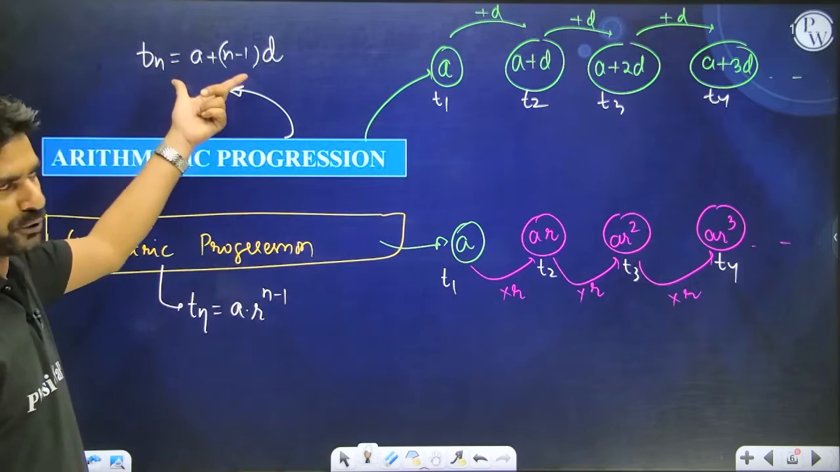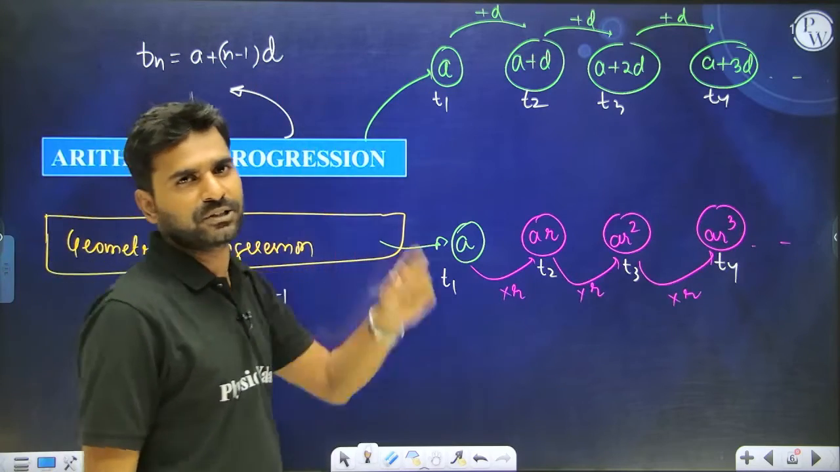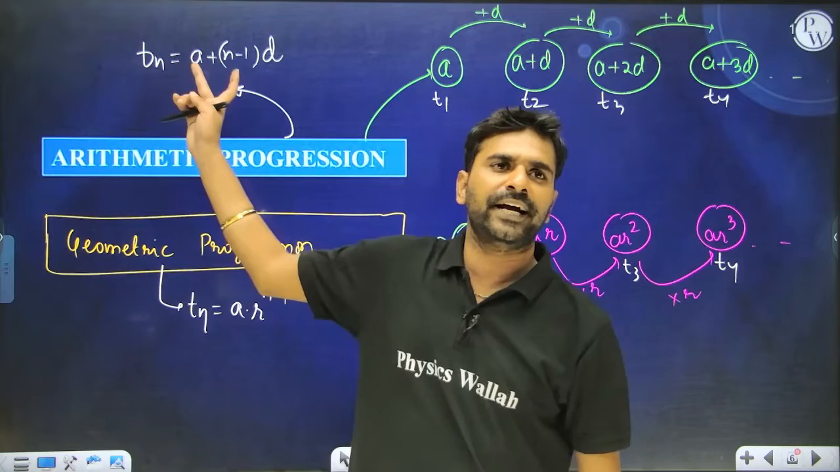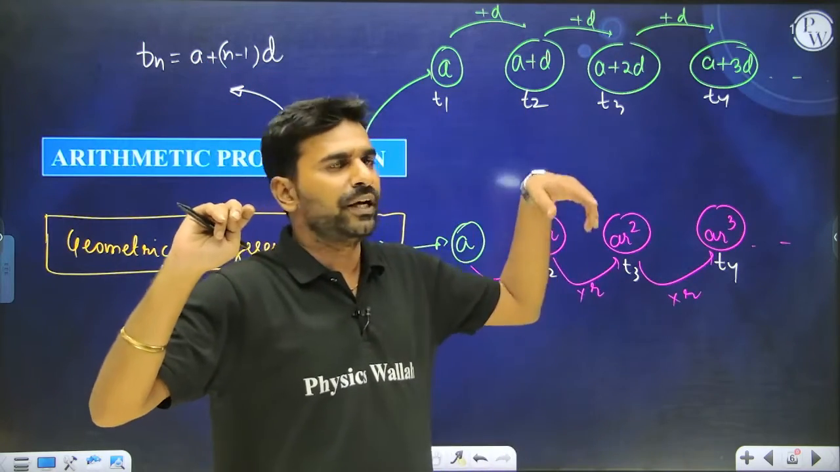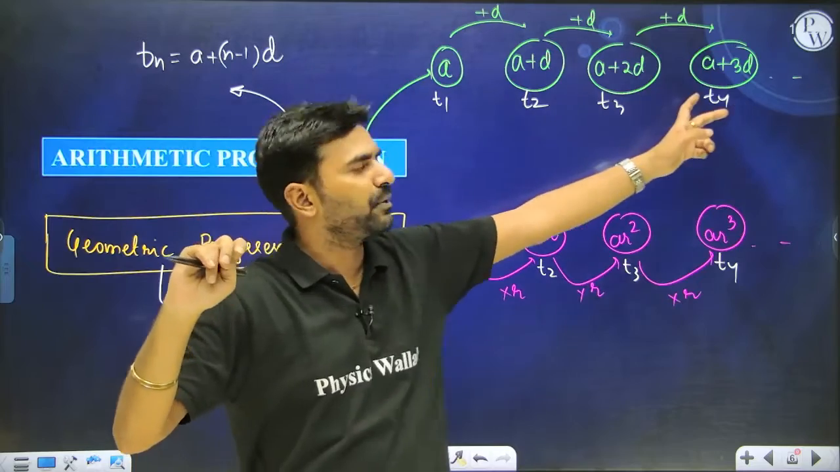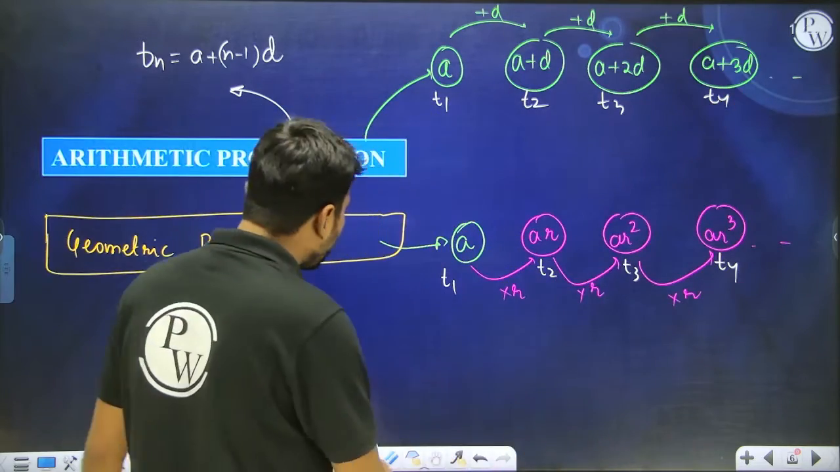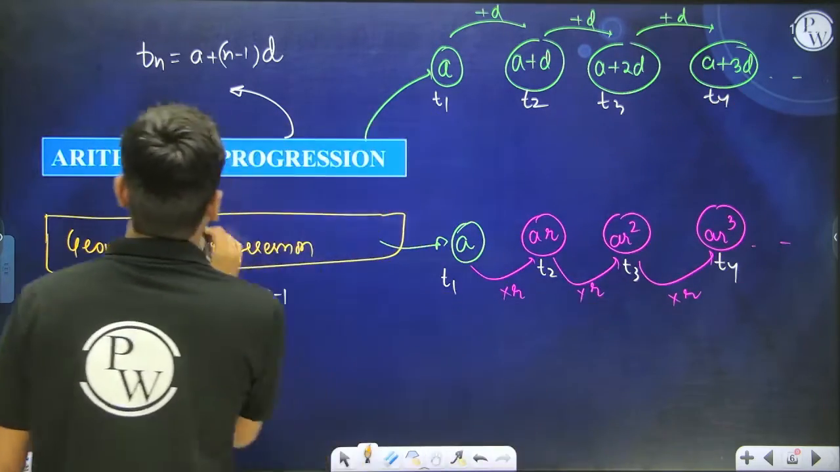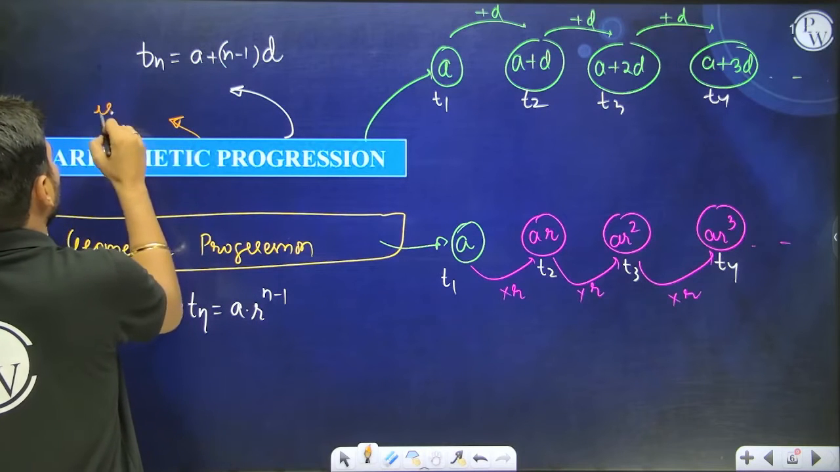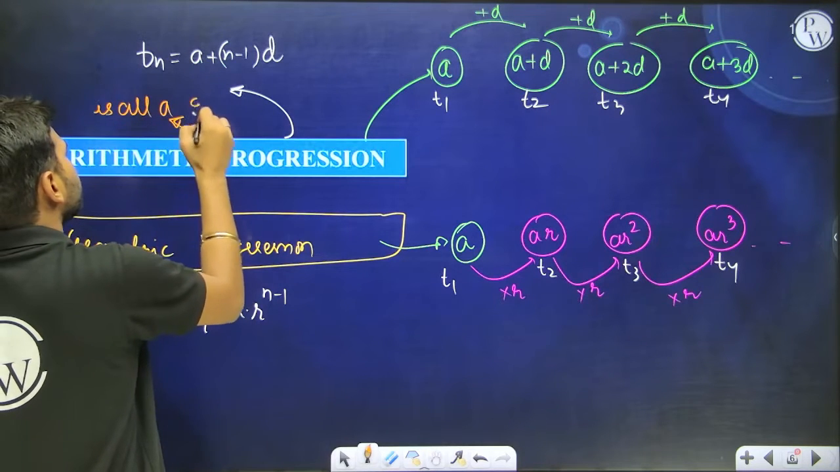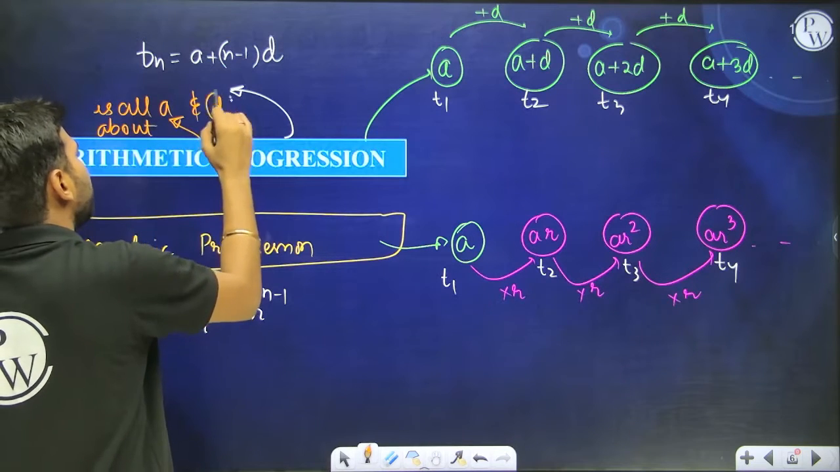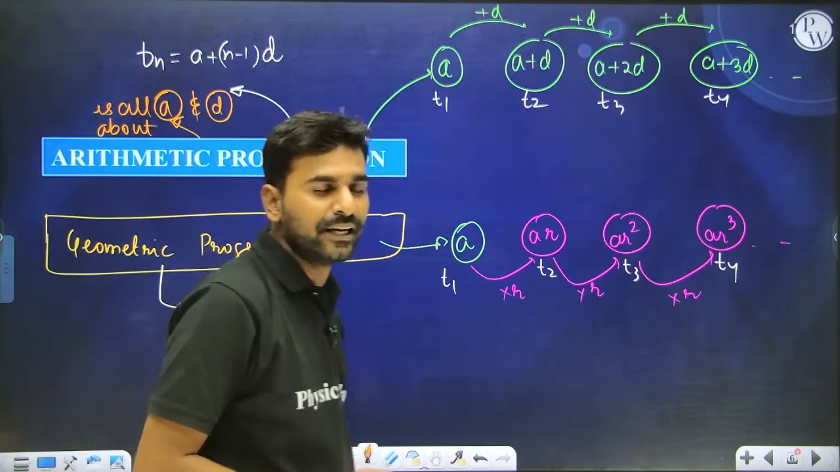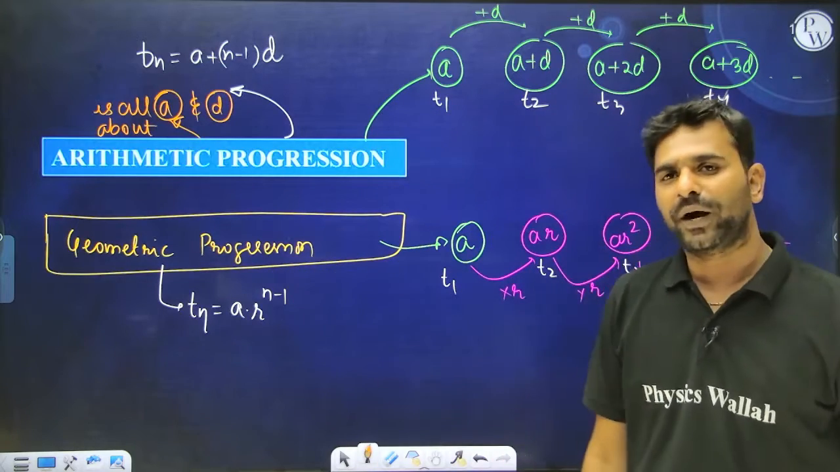Over here also, if you put n is equal to 1, you're going to get A. If you put n is equal to 2, you're going to get A plus D. If you put n is equal to 3, you're going to get A plus 2D. If you put n is equal to 4, you're going to get A plus 3D, and so on. So an arithmetic progression is all about A and D. That means if you know the values of A and D, you can write down the arithmetic progression quite comfortably.